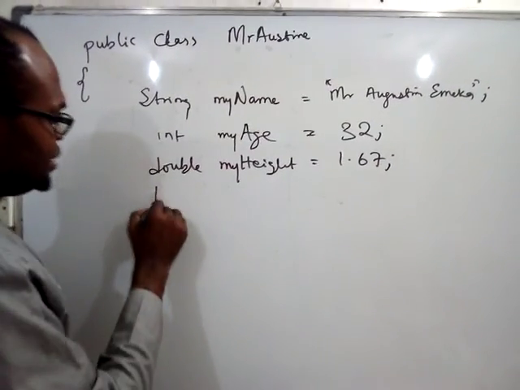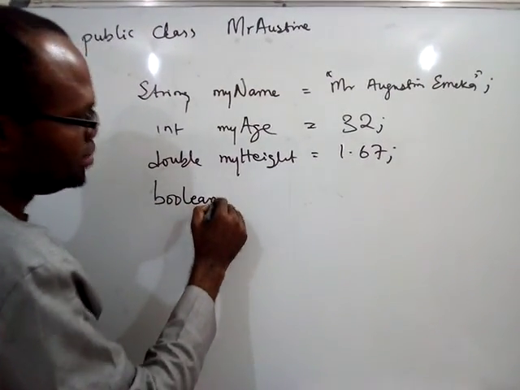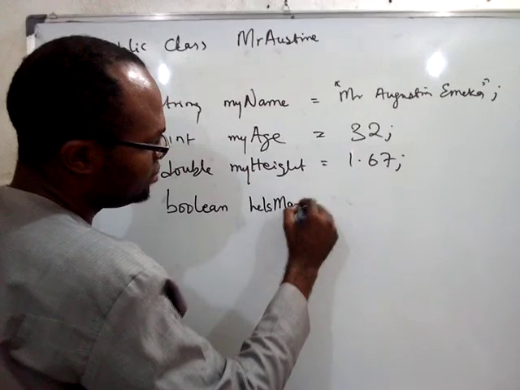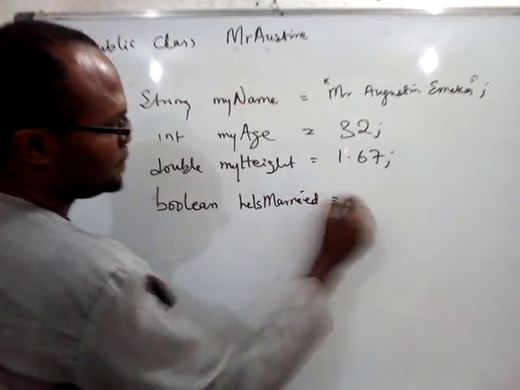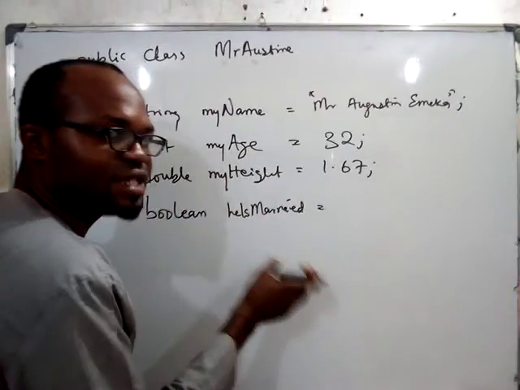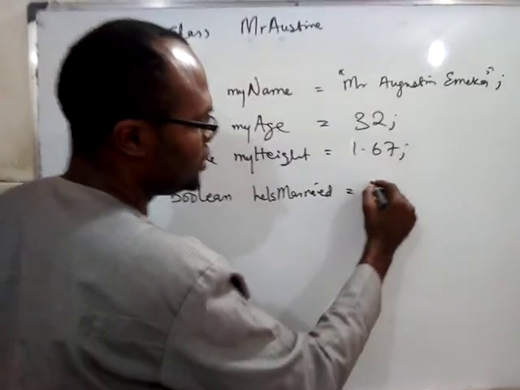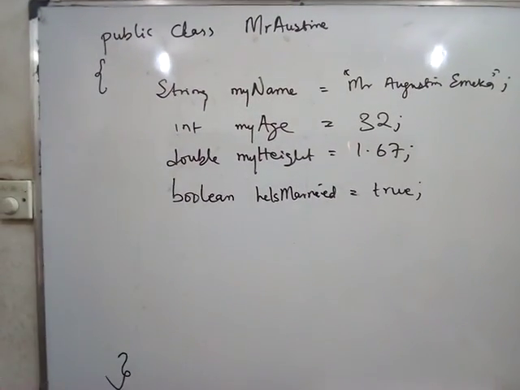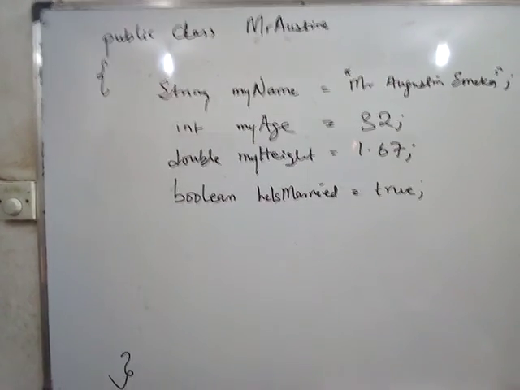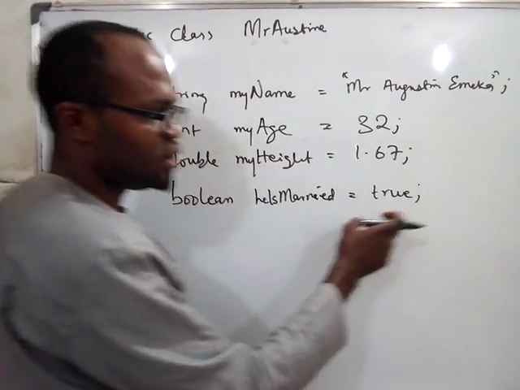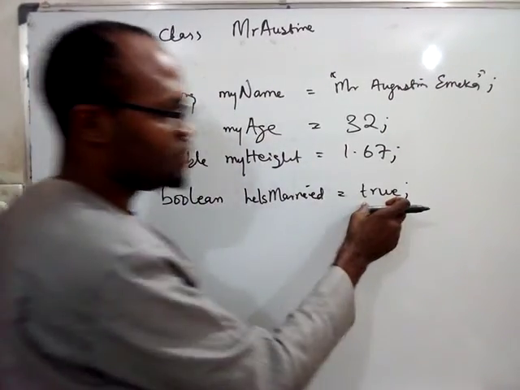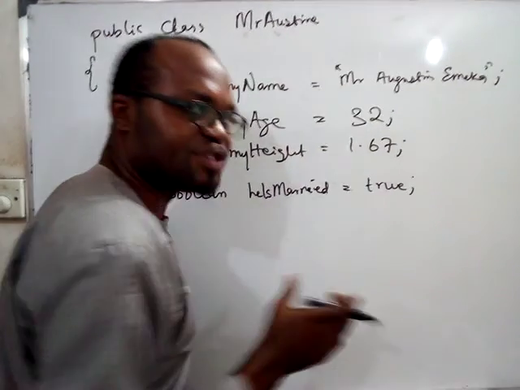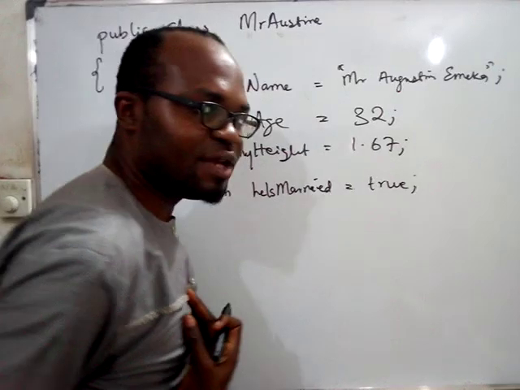So I can have another thing, another of my character, boolean. I will say he is married. He is married is like a question that has yes or no answer, or true or false. So the answer is going to be what? True. You understand? Why am I having true? I'm having true because Austin is what? Married. If Austin is not married, you have false. Is that clear? So these are the attributes. These are my what? Attributes. They are my variables.